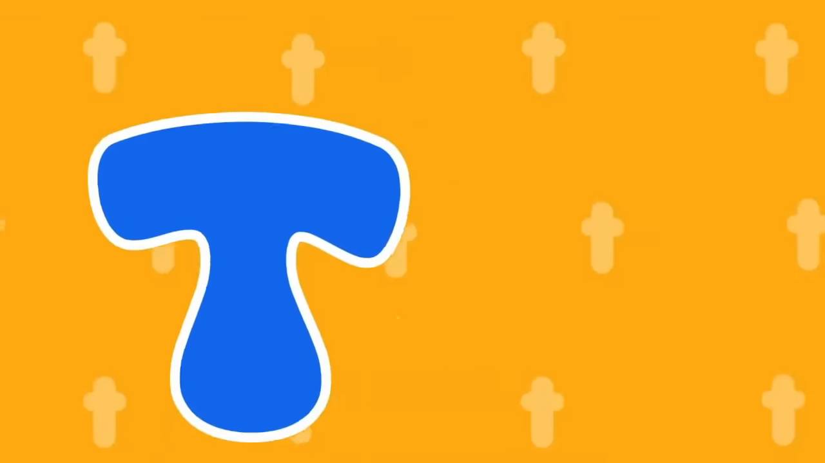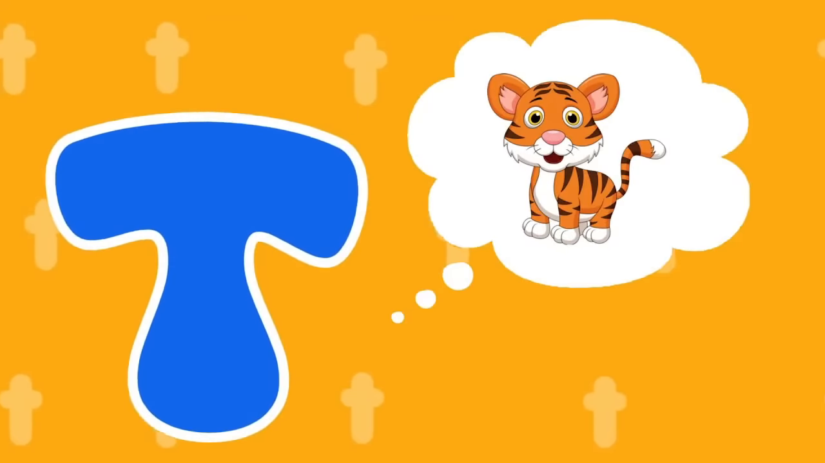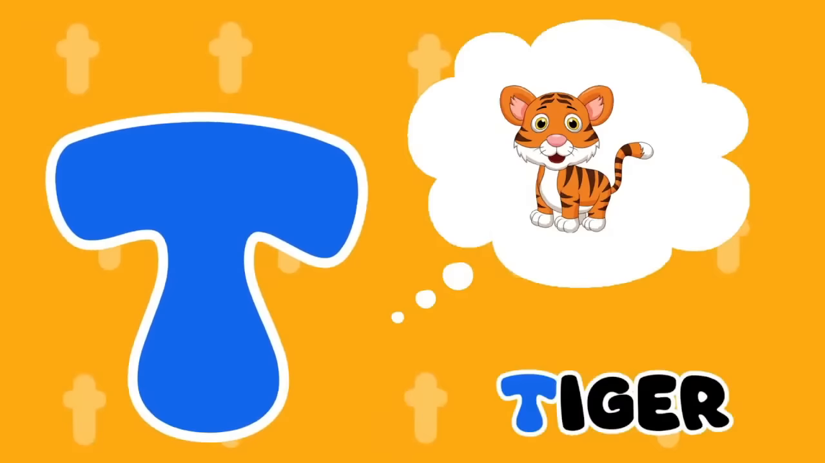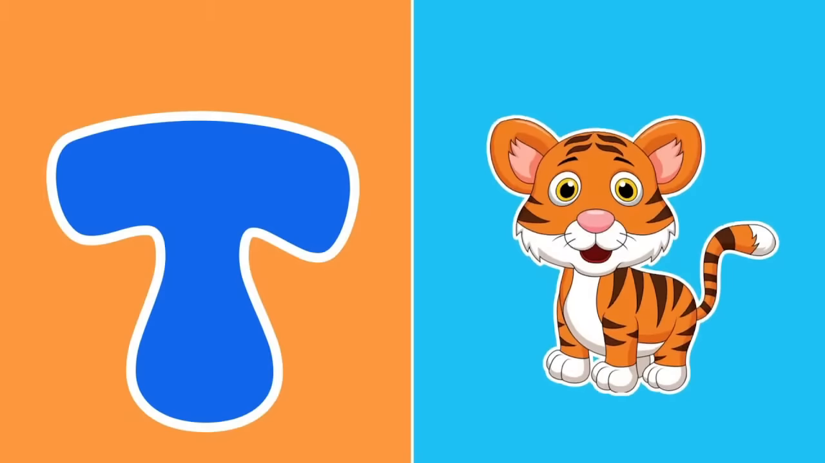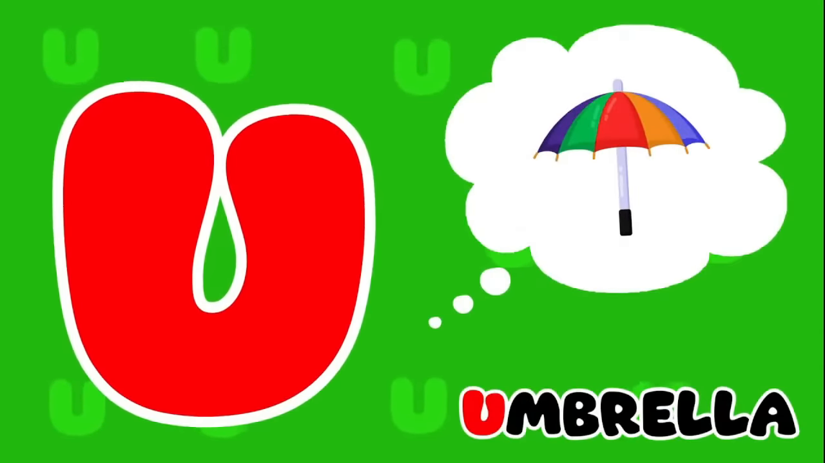T is for tiger, t, t, tiger. T, tiger. U is for umbrella, u, u, umbrella. U, umbrella.